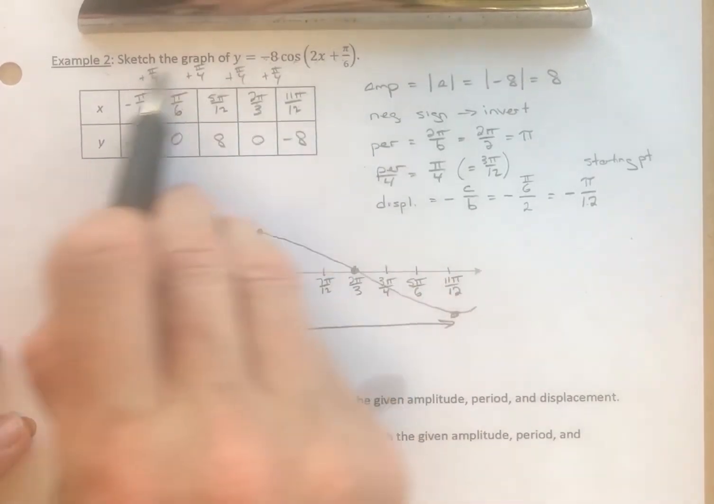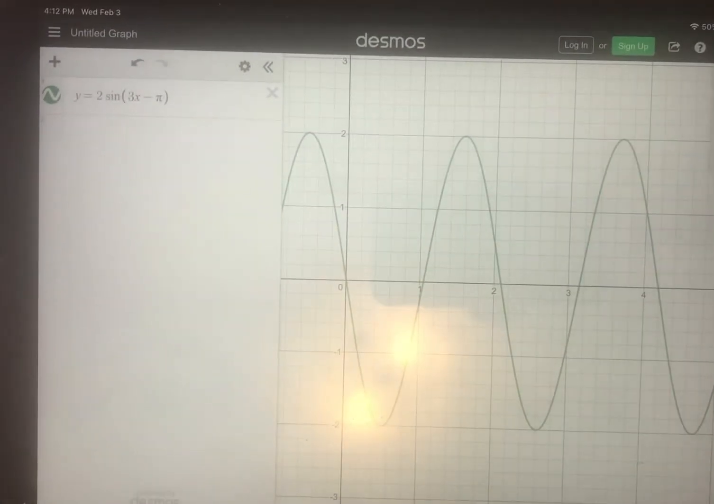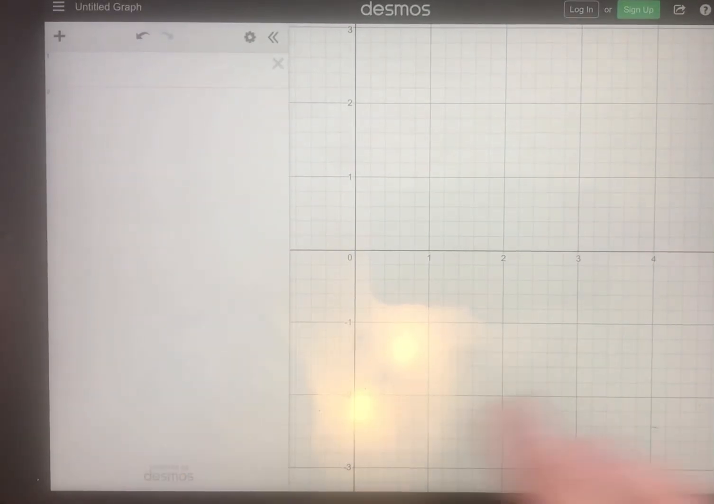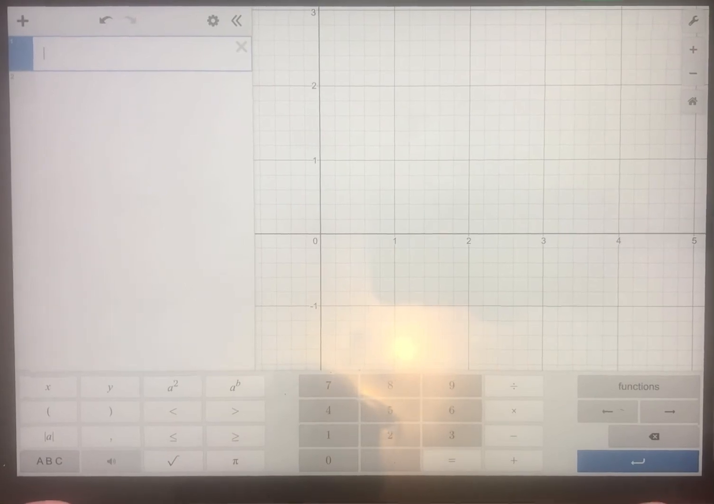Let's make a note of these points, and let's take a look at them in Desmos. Okay, let's go back to here. I got Desmos in front of you, I hope. I need the keyboard. There we go. Okay, let's take a look.